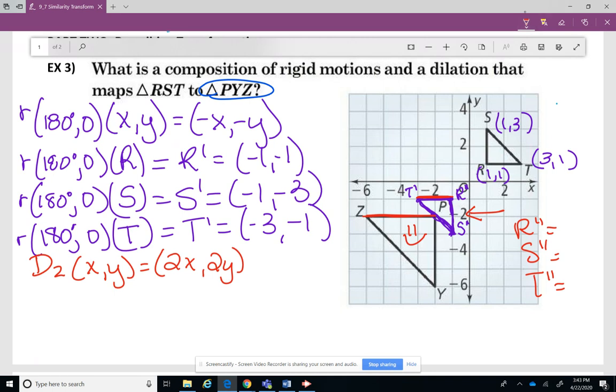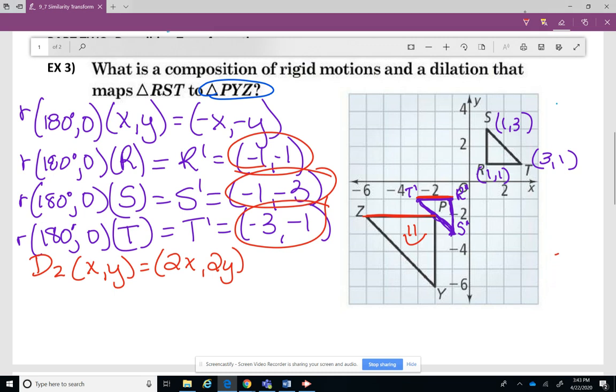So R prime prime is -1, -1. Oh, we have them right here. What am I thinking? I'll just circle them. Hello, all day. If you're going to think smarter, not harder, do it. Haha. Okay, now we're good.